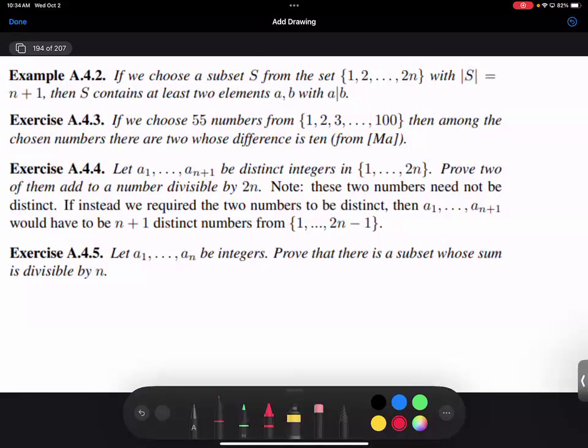Choose n plus 1 distinct integers from 1 to 2n. Prove 2 of them add up to a number that's a multiple of 2n. If we require the 2 numbers to be distinct, then we would have to have n plus 1 numbers, okay? And then let a1 through an be integers, prove that there is a subset whose sum is divisible by n. So no matter what integers I give you, any n integers, we can always find a subset whose sum is a multiple of n. So do any of these problems look interesting?